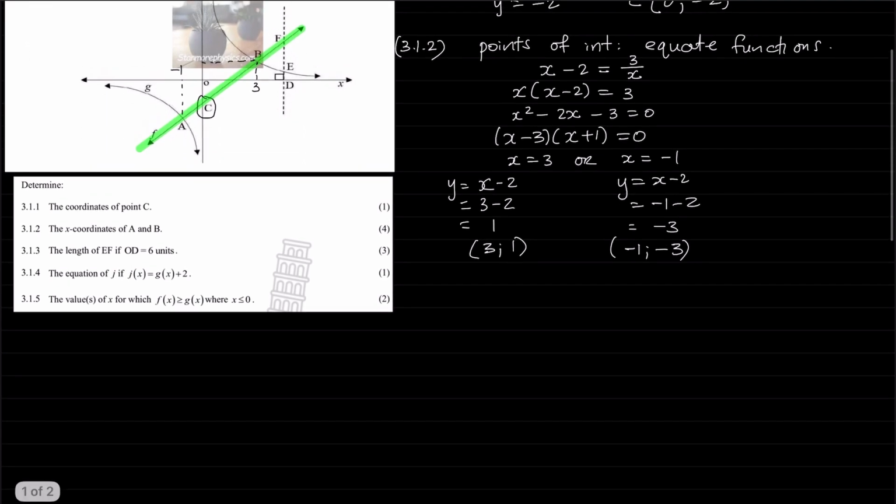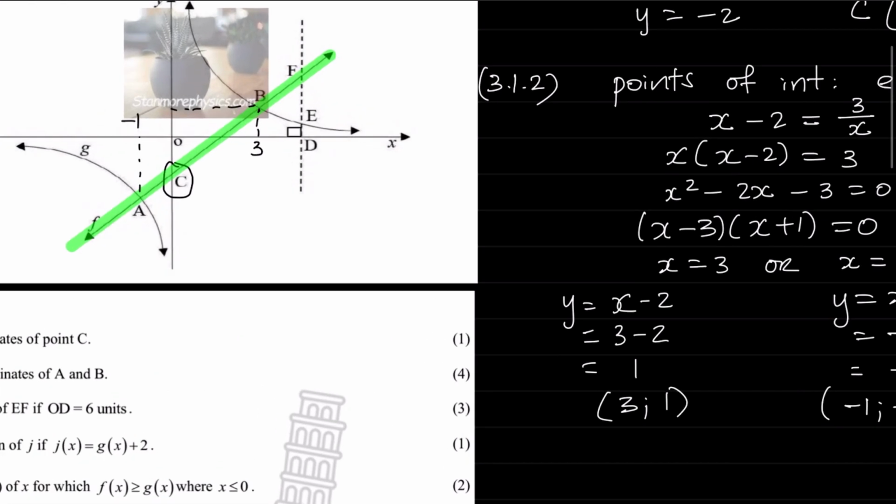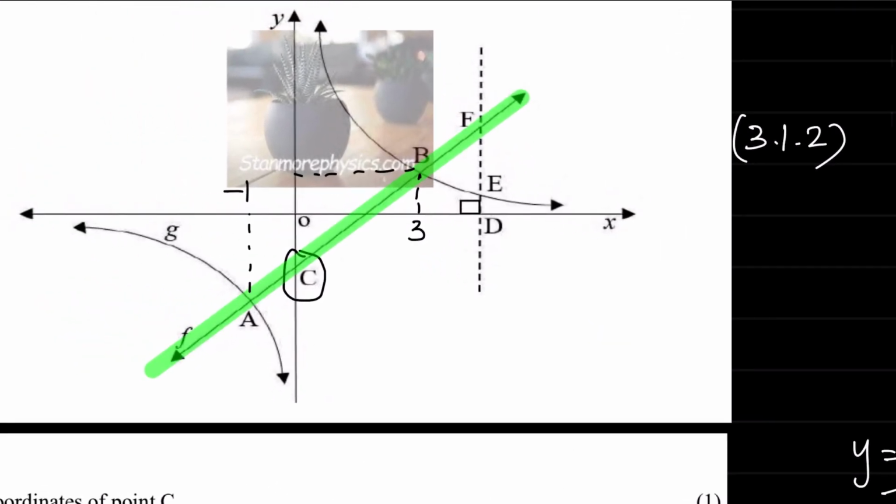Next question reads, determine the length of EF if OD equals 6 units. Okay, so they want to know what this length right here is if the length from here to here is 6. Since this is measuring from the origin, it means that this D coordinate is going to be 6 and 0. Since this dotted line is perpendicular, it means that point E and point F are going to have x values of 6.